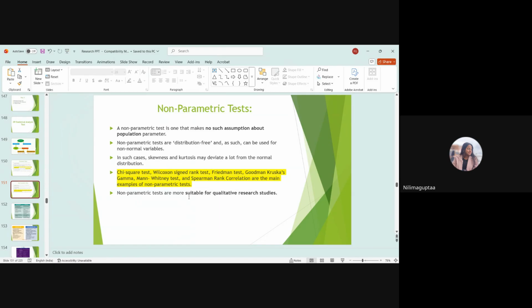Non-parametric tests are totally distribution free, and they can be used for non-normal variables. We can also say that parametric is something where quantity comes in, and non-parametric is where quality comes in. Like the chi-square test, Wilcoxon sign test, Friedman test. All these are the most important and well-known tests from which questions come directly. Like the Mann-Whitney test and Spearman rank correlation test are examples of non-parametric tests.